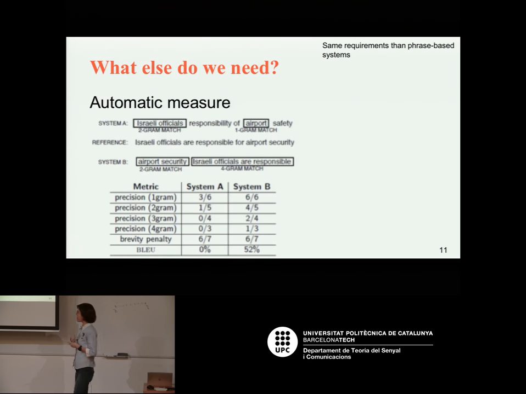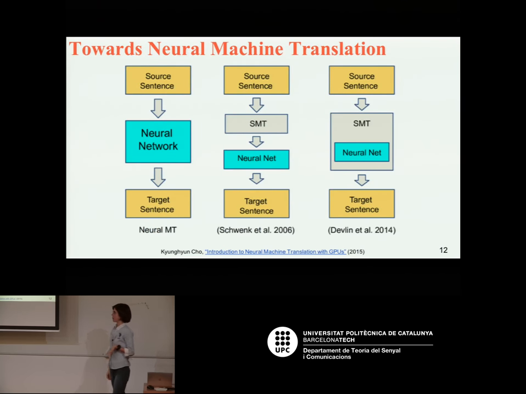What else do we need? We need an automatic measure to evaluate our system, okay? The automatic measure that we are currently using in machine translation is BLEU. Your system translates a sentence and you have this output, and you have the right sentence written by a human, no? And you evaluate how many words from your output correspond to the objective sentence, okay? And you count the precision of unigrams, bigrams, trigrams, and four-grams. Normally, BLEU is at the four-gram level, okay? That's what you need to build a neural machine translation system, okay?